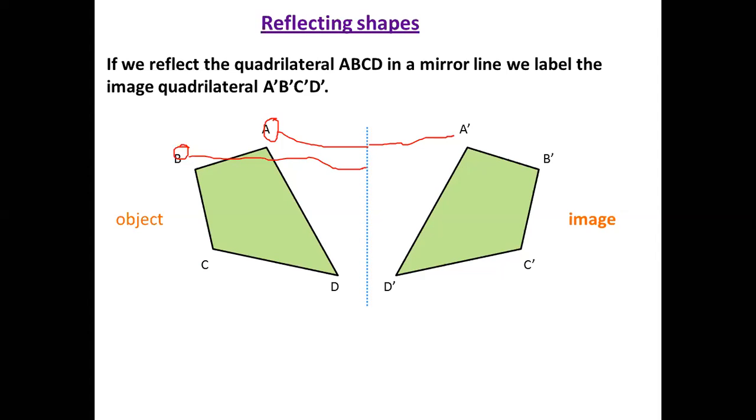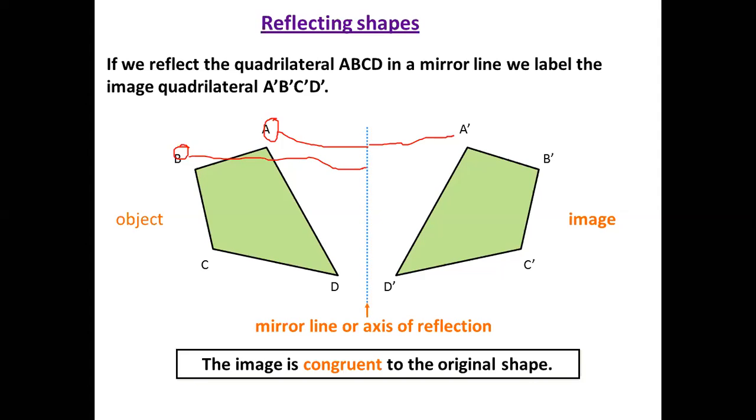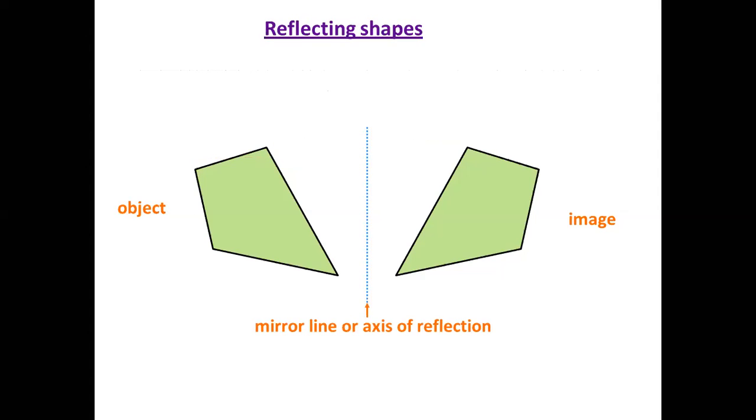This is the object and this is the image, and this is mirror line or axis of reflection. The image is congruent to the original shape. Guys برضو من reflection حكينا احنا انه الايمج بتكون congruent، بتكون typically كأنها نفس الفيجر ولكن الدايركشن بيكون مختلف فيها left right or right left.